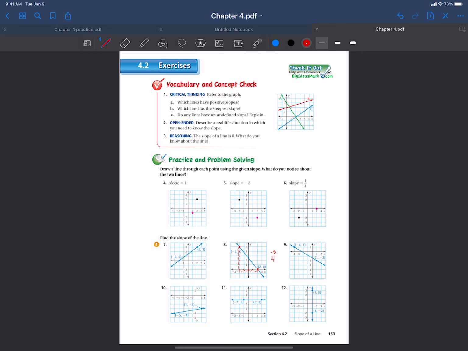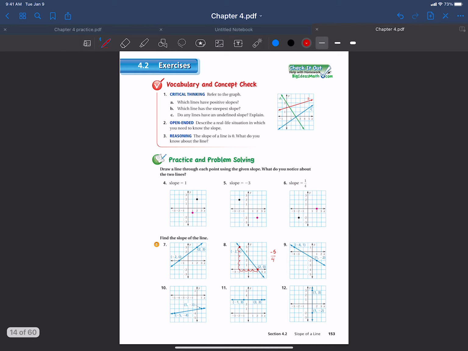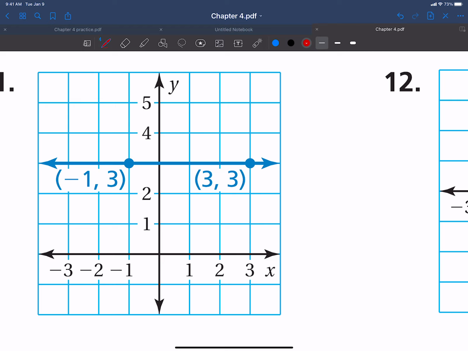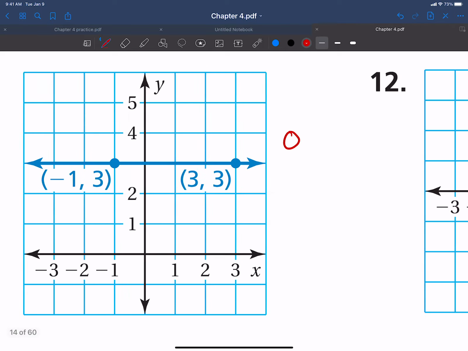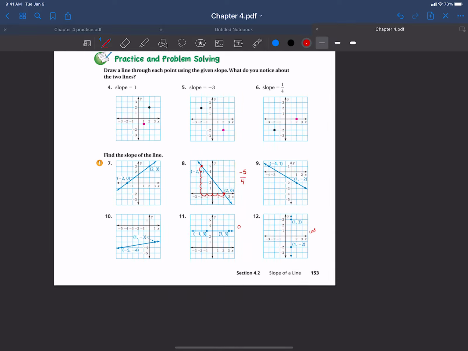So I'm not going to waste too much time on that. I hope you understand it. I will point out these last two, though, 11 and 12. What is the slope of 11? Well, it's 0 because it's flat. What is the slope of 12? Undefined because it's straight up and down.